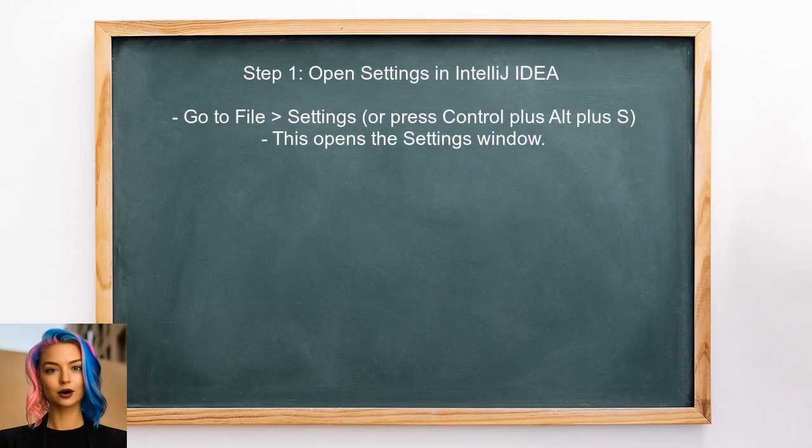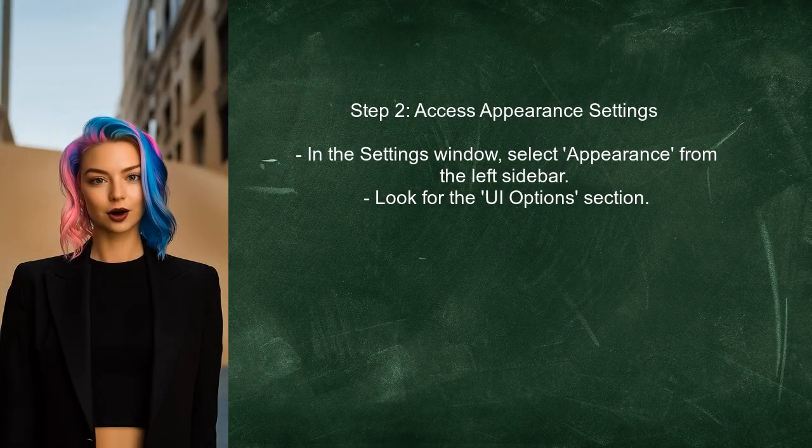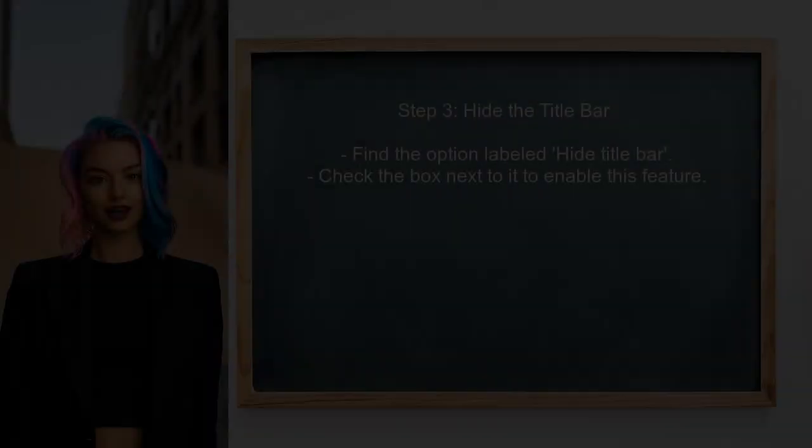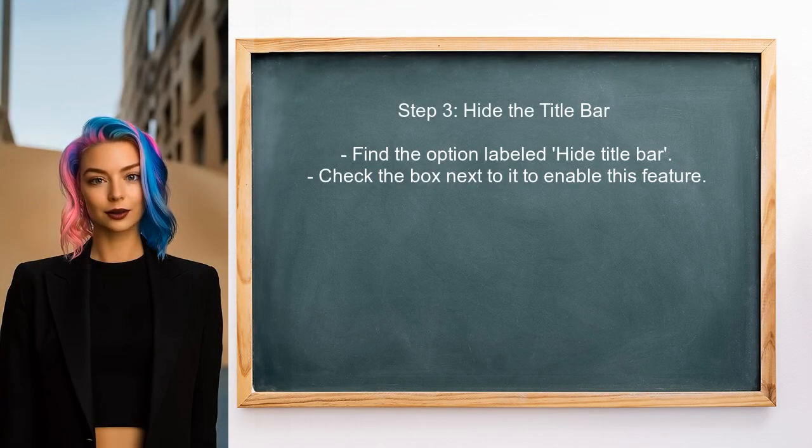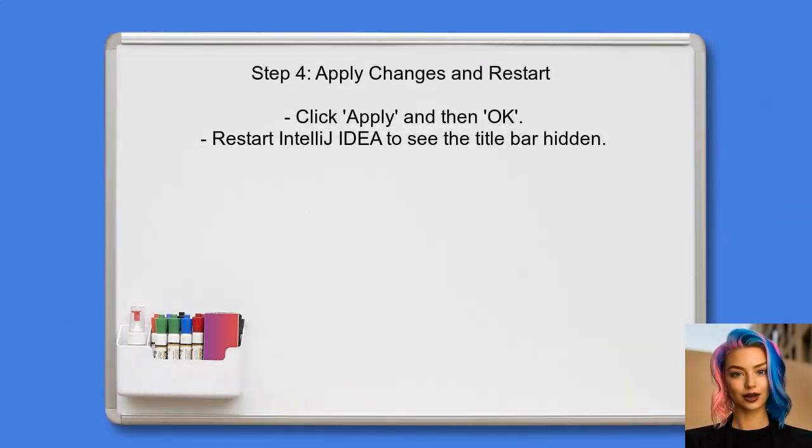To hide the main window title bar in IntelliJ IDEA, the user should first open the IDE and navigate to the Settings menu. Next, the user should look for the Appearance settings. This is where they can find options related to the user interface. In the Appearance settings, the user should find an option labeled Hide Title Bar. They need to check this option to remove the title bar. After enabling the option, the user should apply the changes and restart IntelliJ IDEA to see the effect.